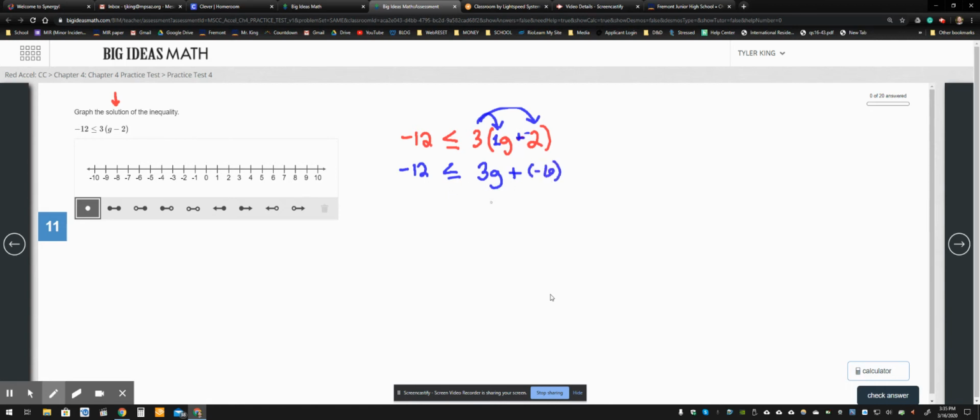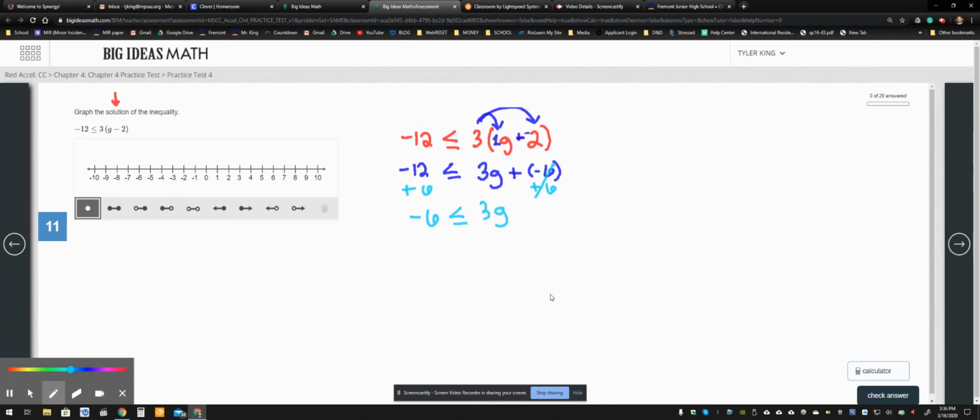Now that we have it like this, we can solve this two-step equation. So what we're going to do is we're going to isolate the variable g. We're going to do that by adding 6 to cancel out the negative 6. We need to add 6 to the other side to make sure our inequality remains balanced. Negative 12 plus 6 is going to become negative 6, which is less than or equal to 3g.